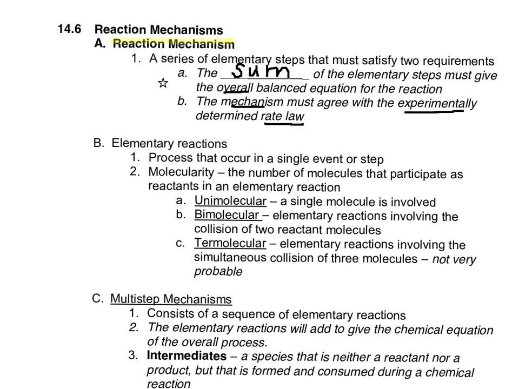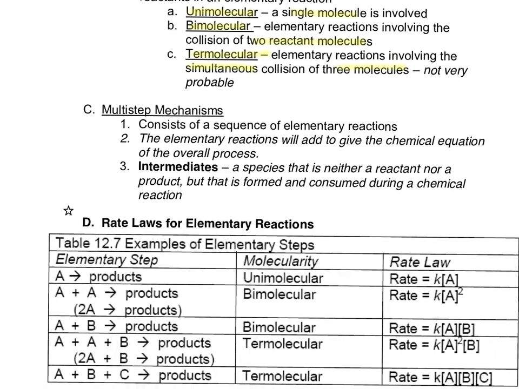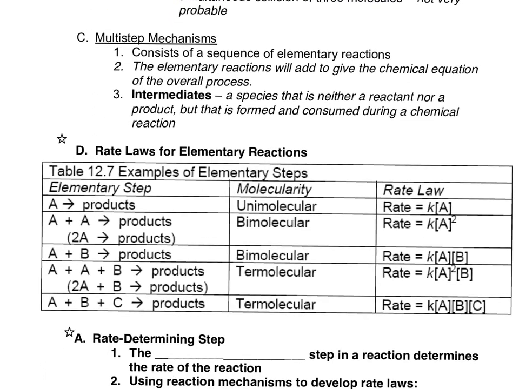The stepwise reactions, or the elementary reactions, can usually be described as unimolecular, with a single molecule being involved, bimolecular, with 2 molecules, or termolecular, with 3 molecules. Termolecular reactions don't happen very often because the reactions have to be simultaneous. That means that all 3 molecules have to interact with each other at the exact same time, which is not that common. Whenever you take elementary reactions and put them together, you're going to be getting a multi-step mechanism.